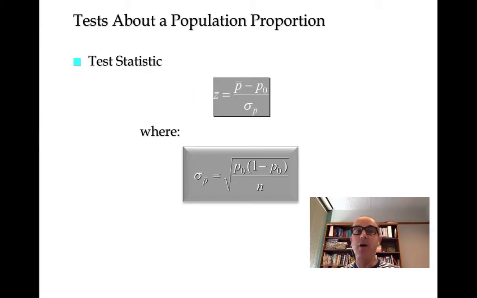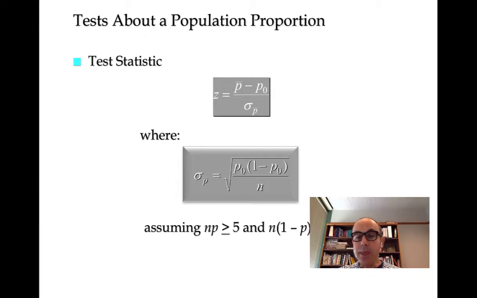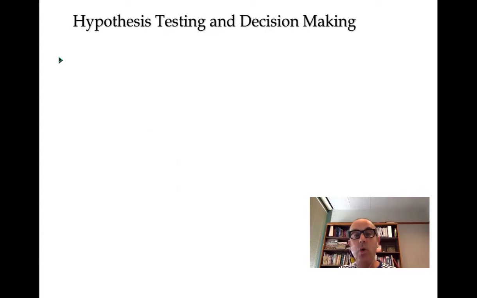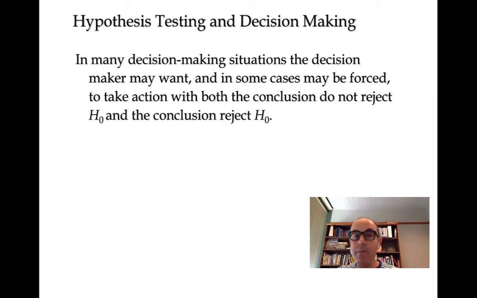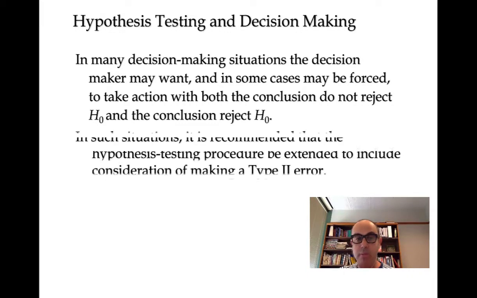Another test about the population is the t-test. And again, I give just an example to give you the assumption and how to apply that. In many decision making situations, we may be forced to take action, where both the conclusion not to reject the null hypothesis and the conclusion to reject the null hypothesis are possible.